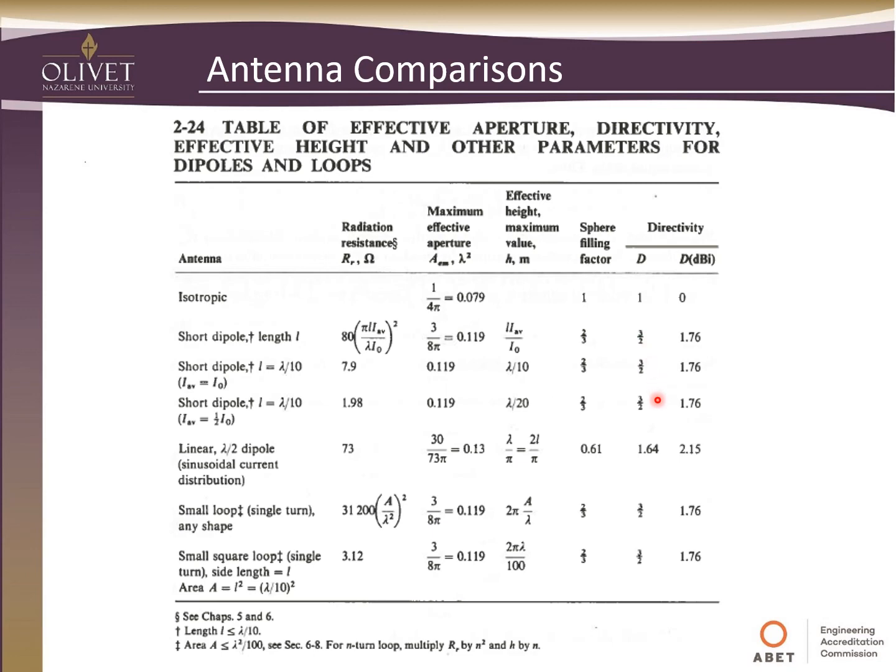So we can look at these others. Most of these have the same directivity, 3 over 2. When we get down to this linear lambda over 2, it's 1.64. So it's a little more directive than these other ones. Just wanted you to see that. You might see these kinds of tables if you get out and work with antennas in your career.